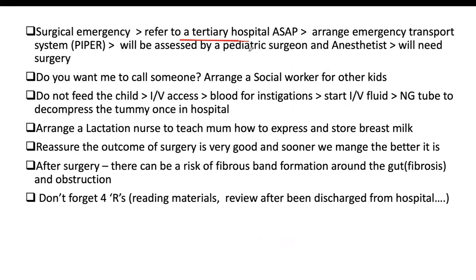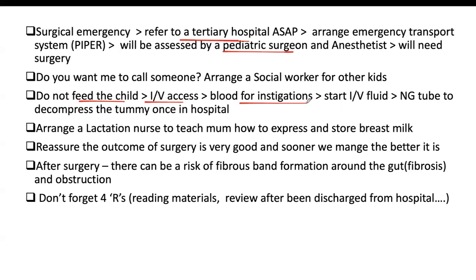In the hospital, your child will be assessed by a pediatric surgeon and anesthetist, who is most likely going for surgery to repair it. Please do not feed your child because it can make the vomiting worse. We'll put in an IV line and start him on IV fluid. We'll also do some blood tests. If he keeps on vomiting, then the hospital might also want to put a tiny plastic tube down his nose into his stomach to make sure that he's no longer vomiting.